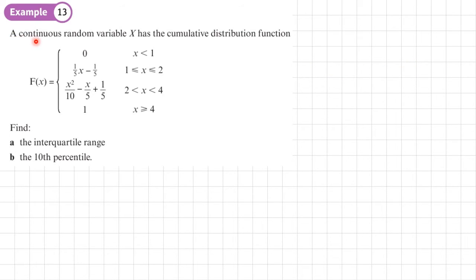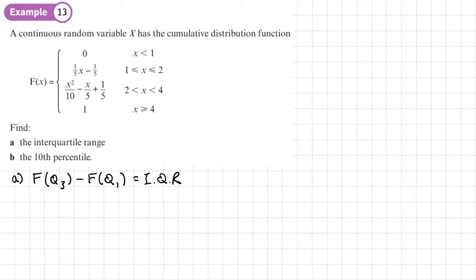Example 13. A continuous random variable x has this cumulative distribution function here, and two parts to this. Part A, we want to find the interquartile range, and in part B, we want to find the 10th percentile. So if we want to find the interquartile range, we need to find the value of Q3 that gives us that, and subtract the value of Q1 that gives us this, and that will give us this interquartile range.